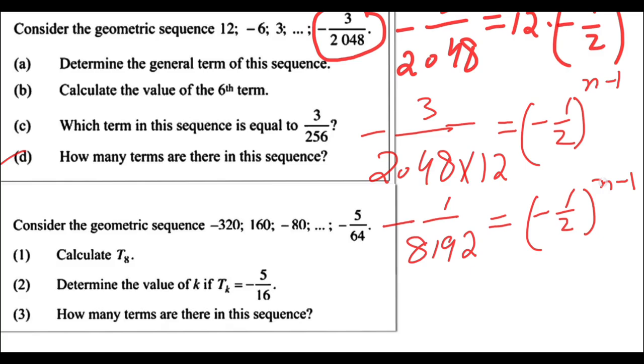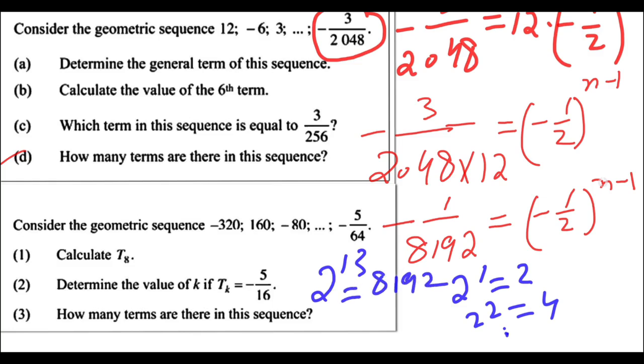If you want to apply the exponent rule, you must remember to express both sides with the same base. This side is negative 1 over 2, so this side must also be negative 1 over 2. 2 power 1 is 2, 2 power 2 is 4, and so on. Carry on with the calculator until you get 8192. That will be 2 power 13.